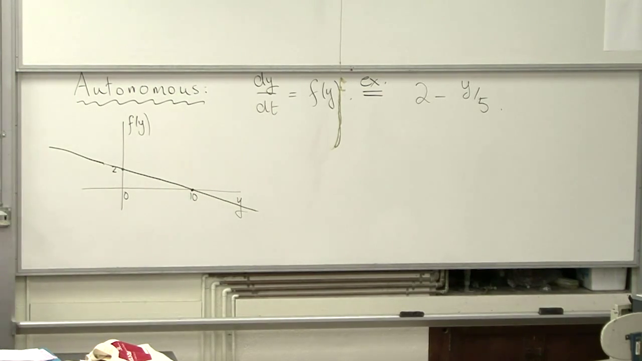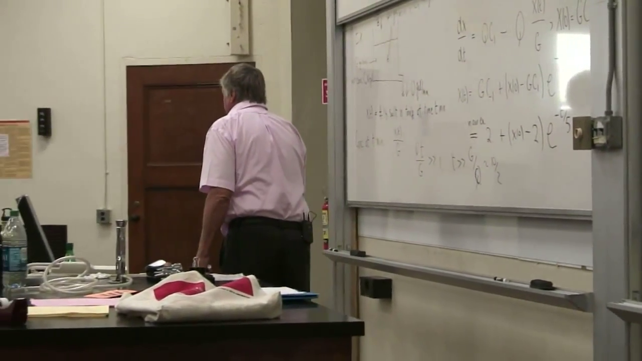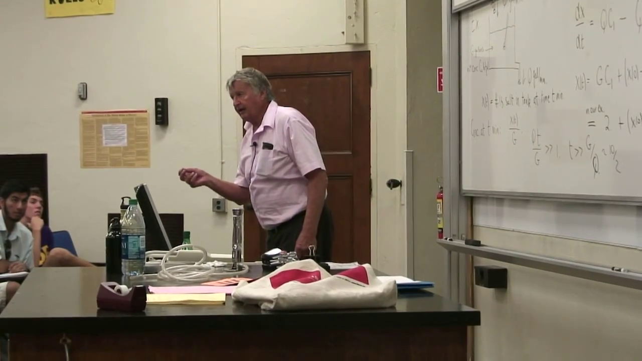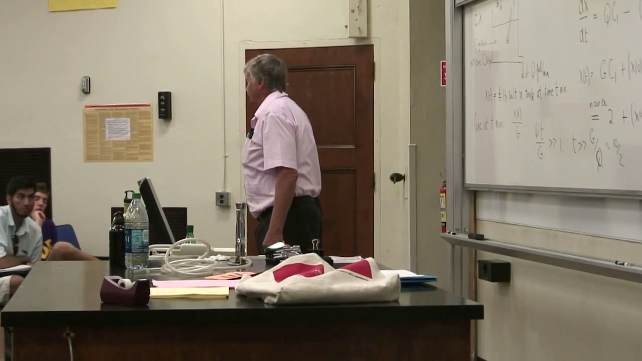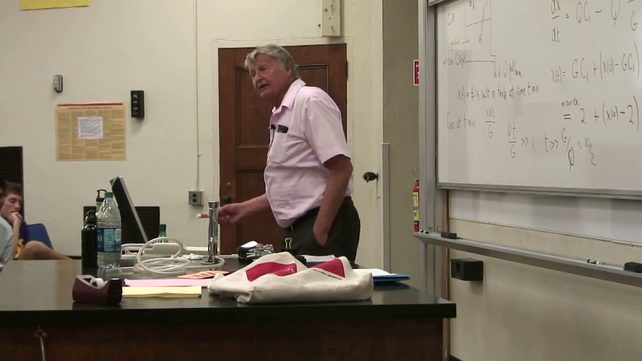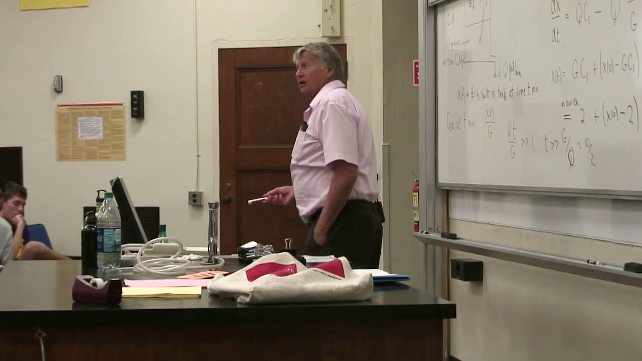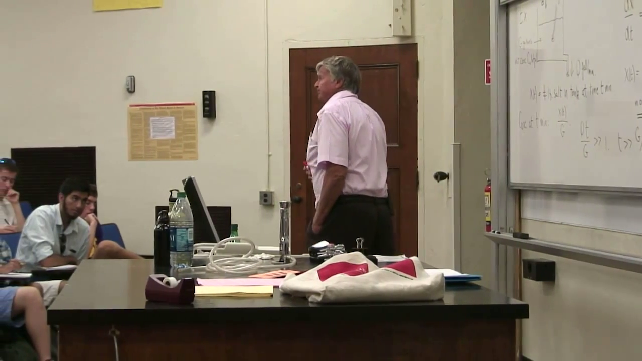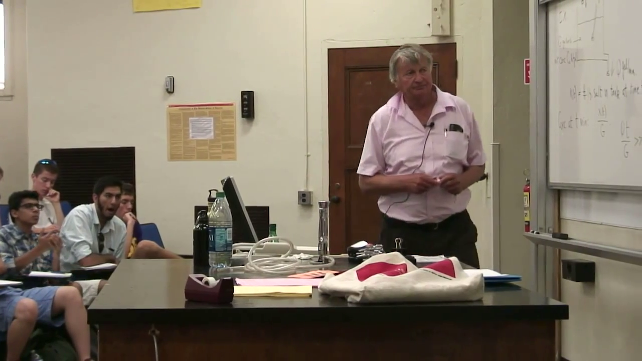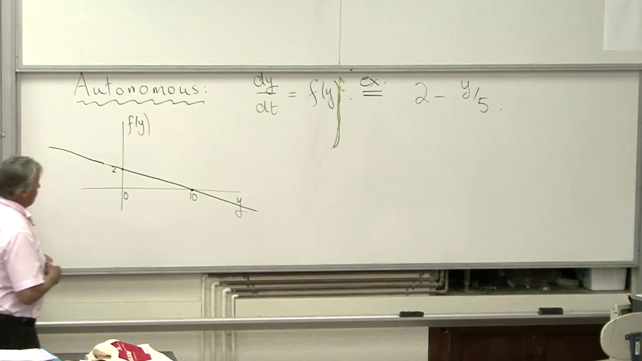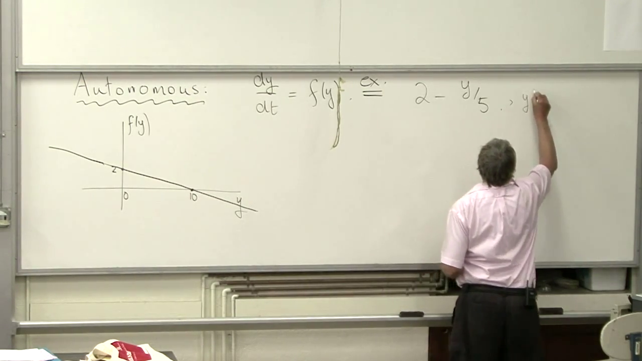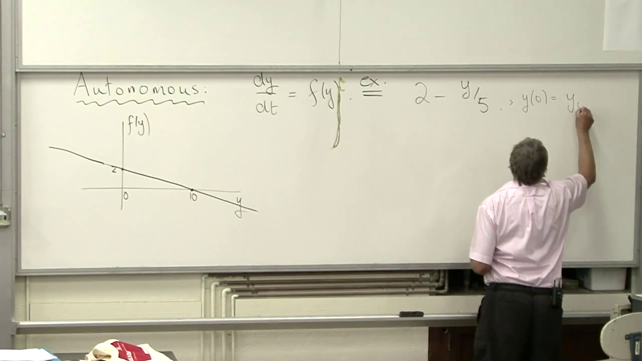Now, I claim from this picture I can tell you qualitatively everything that's going to happen to the solution. I can't give you the numbers, how quick it's going to happen, things like that, but I can tell you what is going to happen. How is that? Well, we'll take the initial condition here. y at 0 is y0.